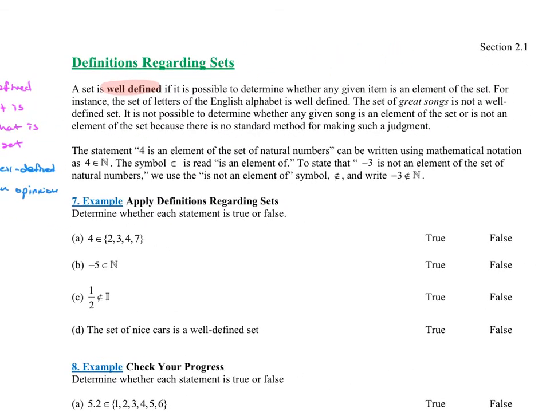Okay? So, the statement 4 is an element of the set of natural numbers can be written using mathematical notation. So let's look at this mathematical notation right here. That 4, if you see that little E symbol, that means element of. Likewise, we can easily say something's not an element of. For that, you're going to use this symbol, an E with a slash through it, okay? So look at this one right here. It says -3 is not an element of the natural numbers. And that's true, because the natural numbers are the numbers 1, 2, 3 on up. So -3 is not a natural number. And 4 is a natural number, as it says in the other one.